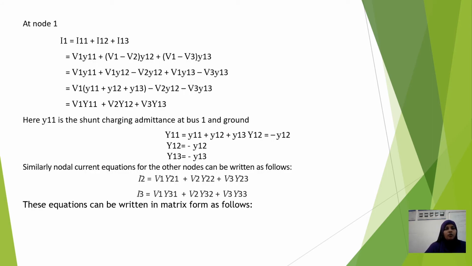So I am writing at node 1, the equation for I1 is I11 plus I12 plus I13. What is the equation for I? I will be equal to V by Z. So 1 by Z is admittance Y. In place of 1 by Z I am writing it as Y. So I11 now becomes equal to V1 Y11, and I12 is equal to V1 minus V2 into Y12, and I13 is V1 minus V3 into Y13.